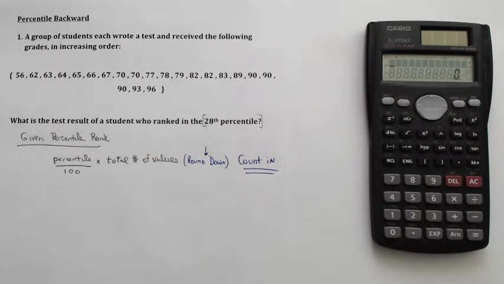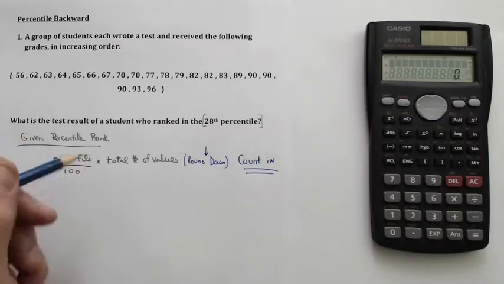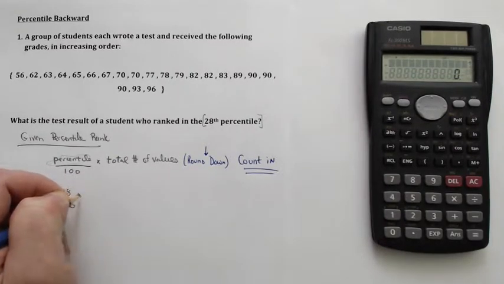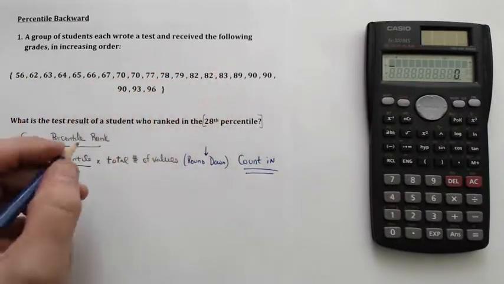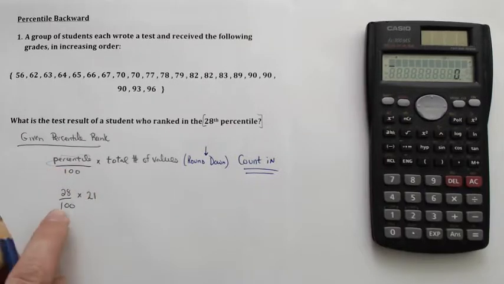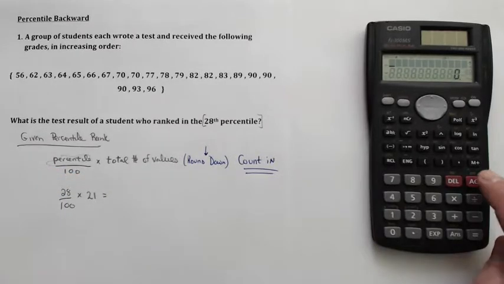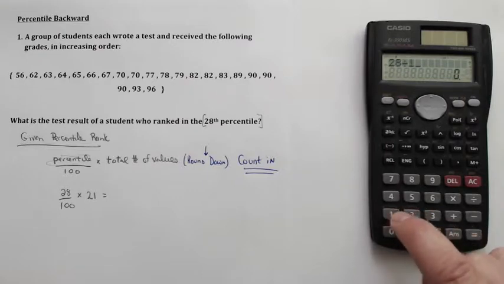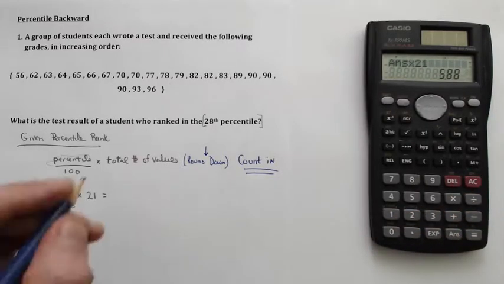So, what is the test result of a student who ranked in the 28th percentile? So we know that percentile, so we're going to go 28, and we're going to divide that by 100. We're going to multiply that by the total number of values there are in the distribution, and I've already counted them. Trust me on this one, I tell you that there are 21. So 28 divided by 100 times the 21, and we're going to see what decimal that gives us. So 28 divided by 100 is equal to that, times 21 is equal to that, 5.88.